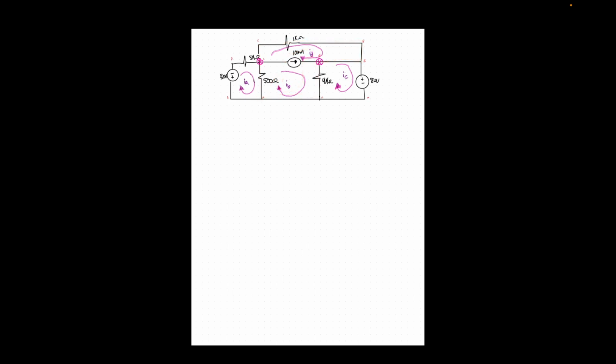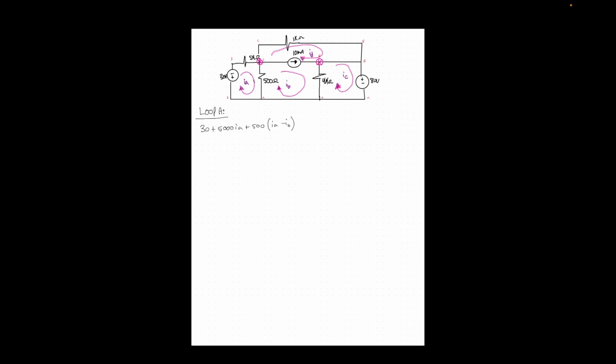Just some housekeeping stuff. I like to be fairly organized when I solve these. So I'm going to call this loop A. In loop A, I'm going to follow the direction in which I've defined the current. I've defined it going clockwise, so I'm going to stick with that. With this, I have my 30 plus my 5000 IA plus my 500 IA minus IB, and I want to show you guys something here.